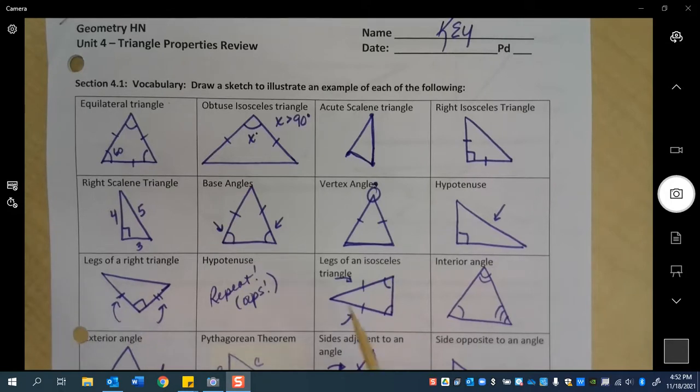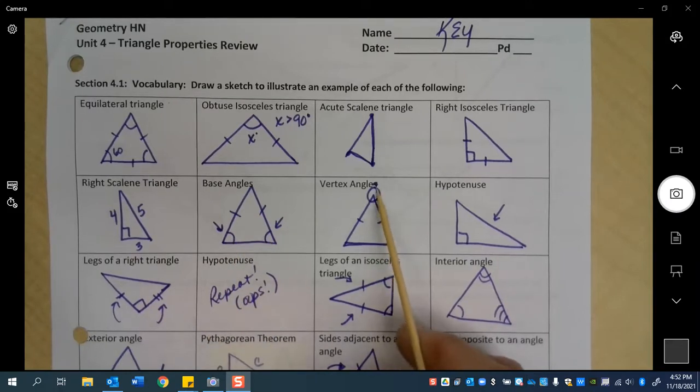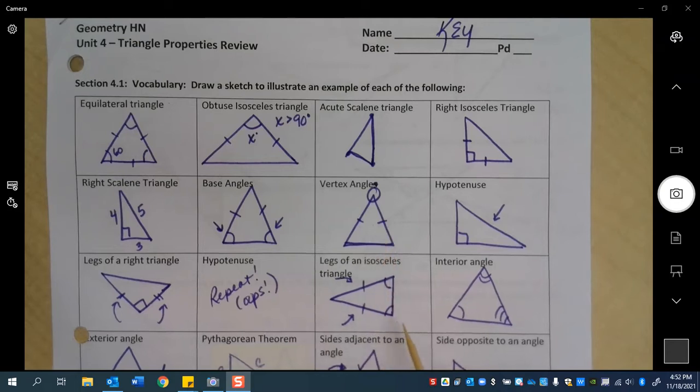Base angles are going to be these 2 angles that are opposite the congruent sides of an isosceles triangle. Your vertex angle is the angle that's not a base angle in an isosceles triangle. Your vertex angle includes the 2 congruent sides.